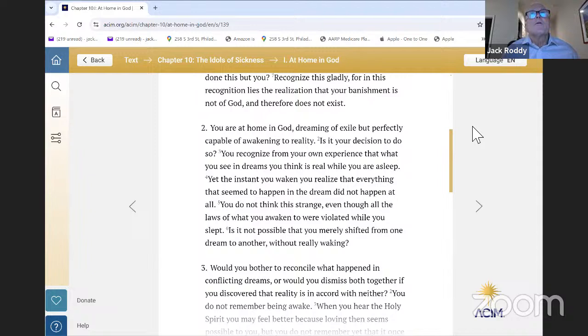You recognize from your own experience that what you see in dreams you think is real while you are asleep. Yet the instant you waken, you realize that everything that seemed to happen in the dream did not happen at all. You do not think this strange, even though all the laws of what you awakened to were violated while you slept. Is it not possible that you merely shifted from one dream to another without really waking?